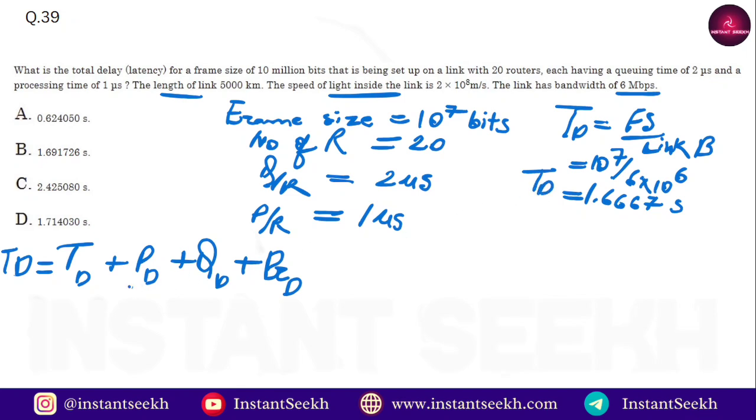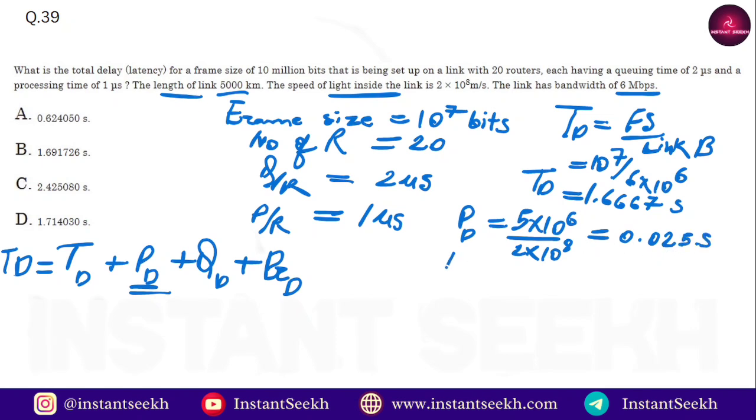Let's calculate propagation delay, PD. It is equal to the length of the link, that is 5000 kilometer, and we can write it as 5 into 10 raised to 6 meter. So propagation delay is equal to length of the link divided by speed of light. The speed of light is 2 into 10 raised to 8. If you calculate this, you will be getting 0.025 seconds.